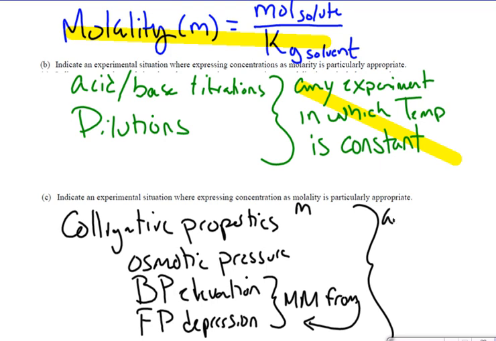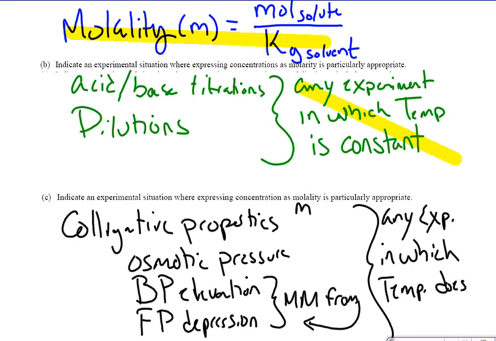Again, with this one it is going to be the opposite. Any experiment in which temperature does not need to be constant. All right, so you could think of any large number of answers you could choose from for that. And once again, I believe that would most likely be worth 1 point.